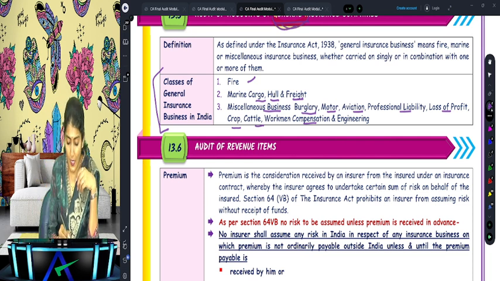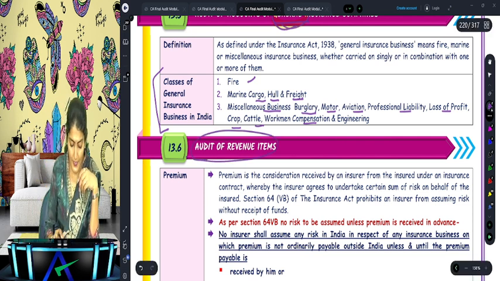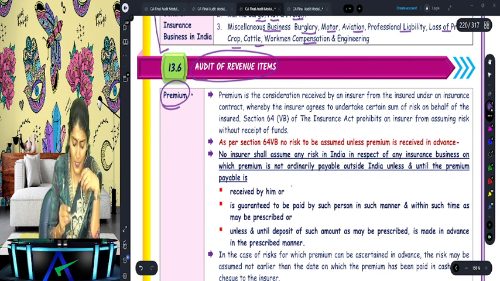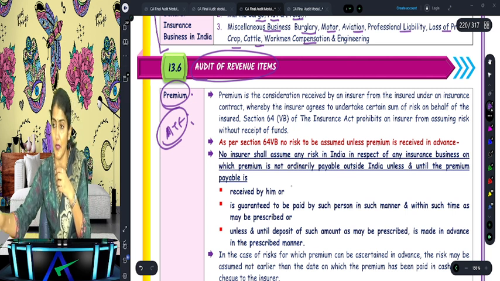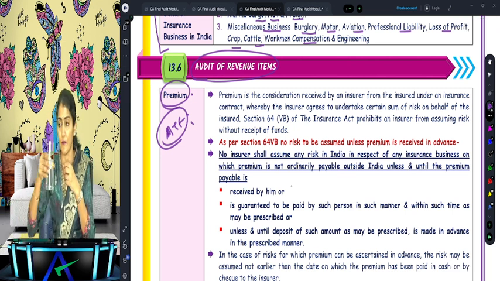Okay. And now coming to the audit of the revenue items, in which we are talking about the premium. And this question regarding the premium is an ATF. Right? This question regarding the premium is an ATF.